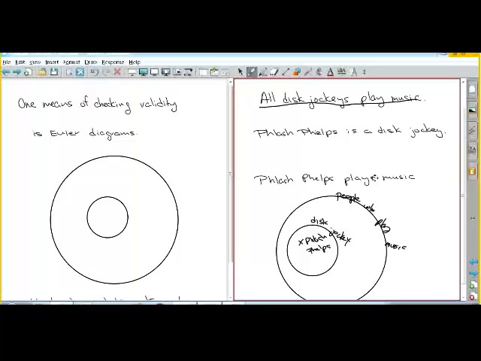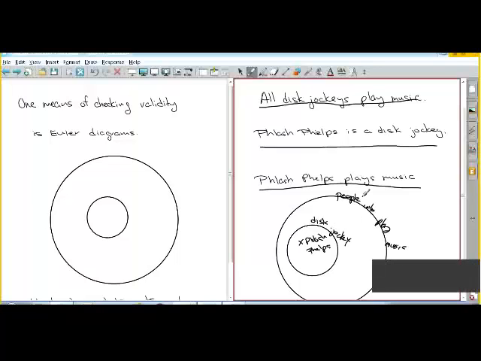So by the second premise, I can put a little X to represent that. Now, the conclusion has to be supported by what I've got here. Because Flash Phelps is inside this circle, and this circle is inside the big circle, this is a valid conclusion: if Flash Phelps is a disc jockey, that puts him in the big circle, therefore Flash Phelps plays music. Now if I stuck Flash Phelps out here, then I couldn't make that conclusion.